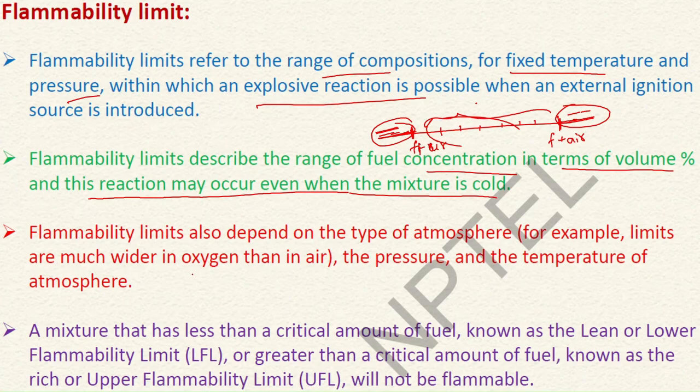The flammability limit also depends on the type of atmosphere. For example, limits are much wider in oxygen than in air, which is quite obvious because it is 100% oxygen, whereas in air, nitrogen is also there along with oxygen. A mixture that has less than a critical amount of fuel is known as the lean or lower flammability limit, and one with greater than a critical amount of fuel is the upper flammability limit, or rich fuel.